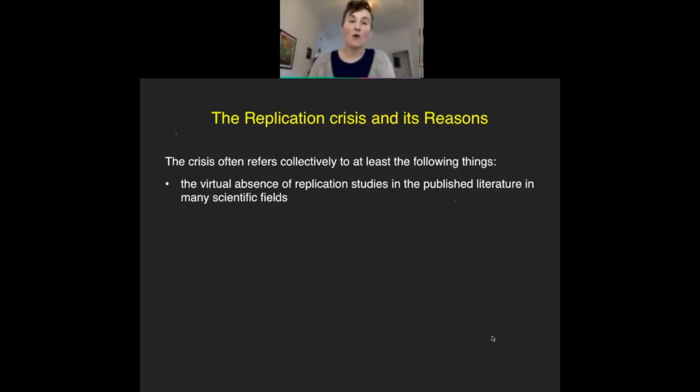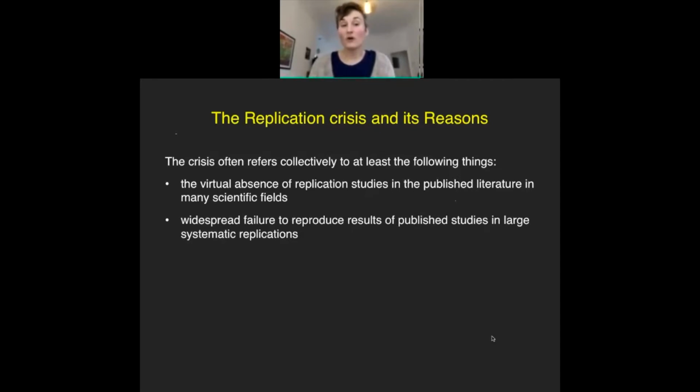And I'm going to go over this list rather quickly, because then we will go into detail in some of these points. So the crisis often refers to the virtual absence of replication studies in the published literature. And this is basically a fact. So if you look through our scientific literature, you will barely find any replication studies. Everything you find is new, because this is what journals want to publish. They want to publish novel, new studies.